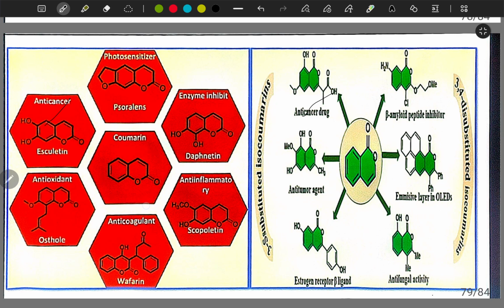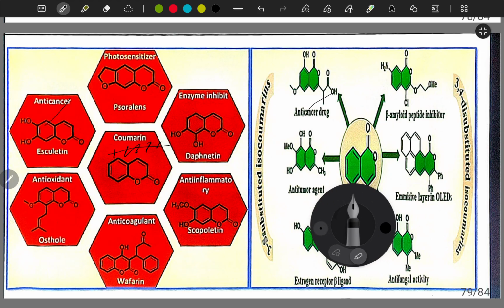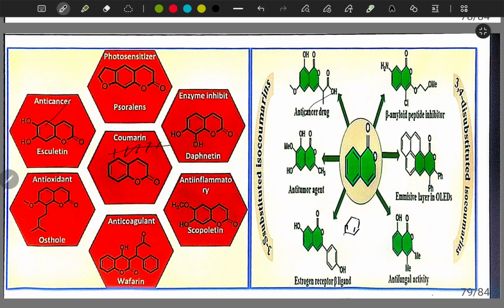Okay, they are different, because if I rotate it, if I make a mirror image of this, it will look like this. O is here, and here is the double bond O, and this is here. See?